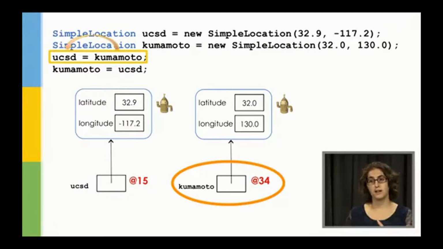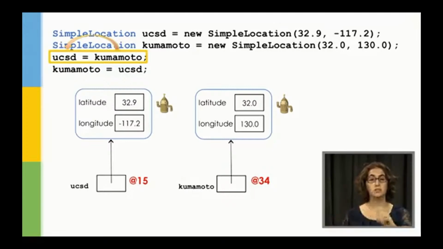Similarly, the box associated with the variable Kumamoto stores an address, which is the reference to a new object of type simple location. So it's got a different address because we've got two different objects. Now what we need to do in this assignment statement is copy the contents of the box Kumamoto to the box UCSD. And so that means that the at 34 reference gets copied into the UCSD box. And so if we think about that in terms of our memory model, what's happening here is that now both of these variables refer to the same object, the object at address 34.